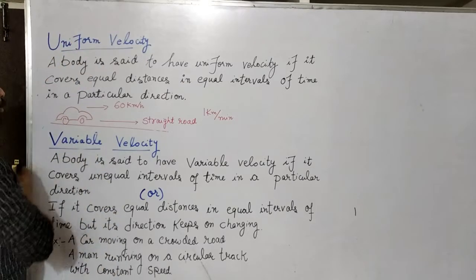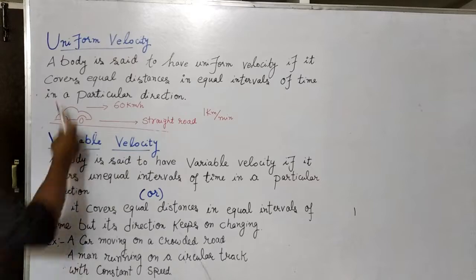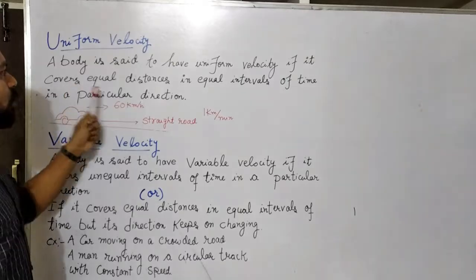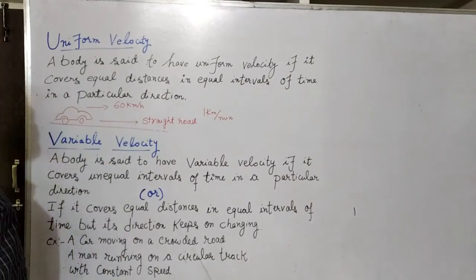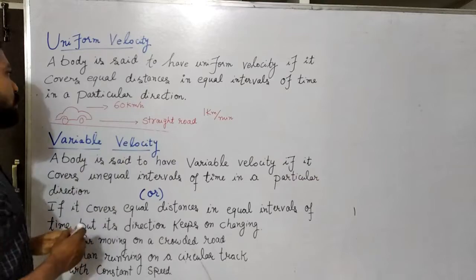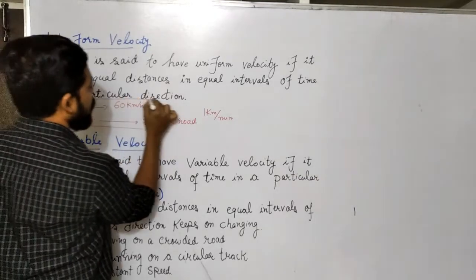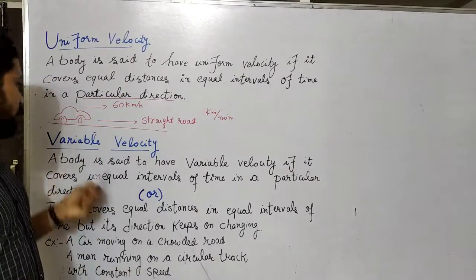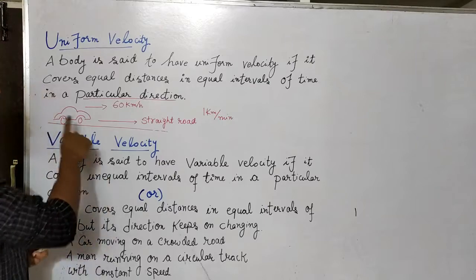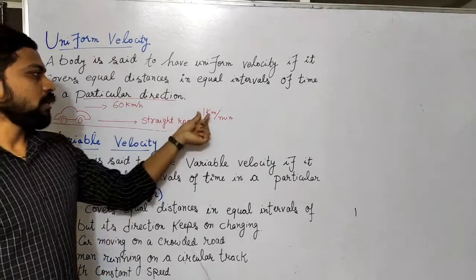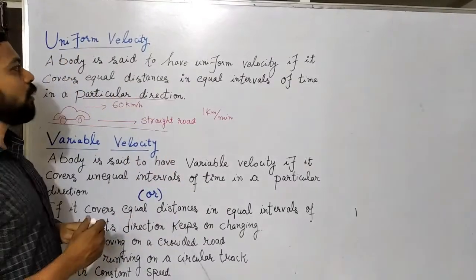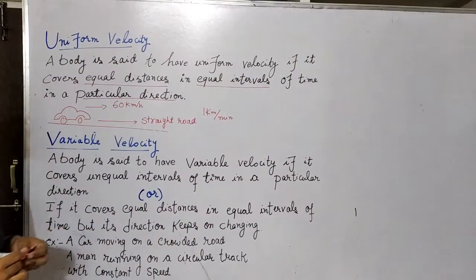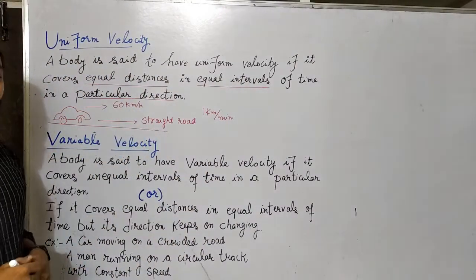How do we define it? A body is said to have uniform velocity if it covers equal distances in equal intervals of time in a particular direction. Now this is to be underlined. If it is not in a single direction, then we don't say it is uniform velocity. It becomes a variable velocity, right? We should travel on a straight road, and every time the speed should be the same. It should cover equal distances in equal intervals of time. Then we say the body is moving with uniform velocity.